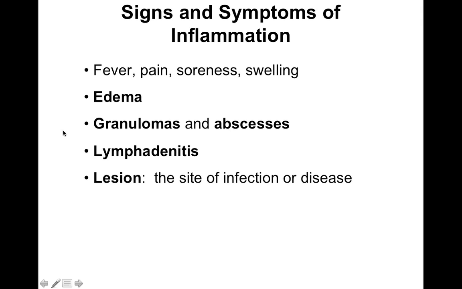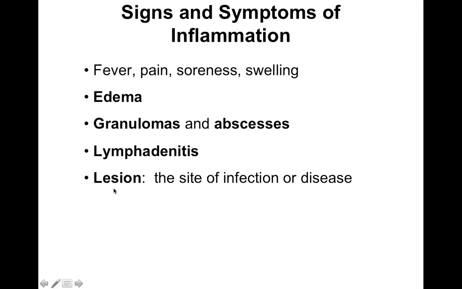Granulomas and abscesses, so these are again just conglomerations of immune cells that kind of wall off infectious things or non-self particles, and they can form these nice little nodules. Lymphadenitis is swollen lymph nodes just from the draining of lymphatic tissues and cells into the lymph nodes.